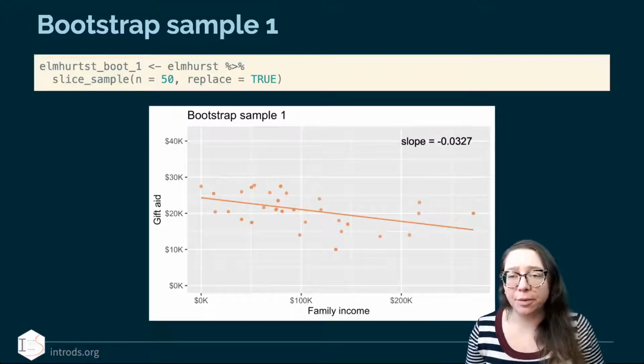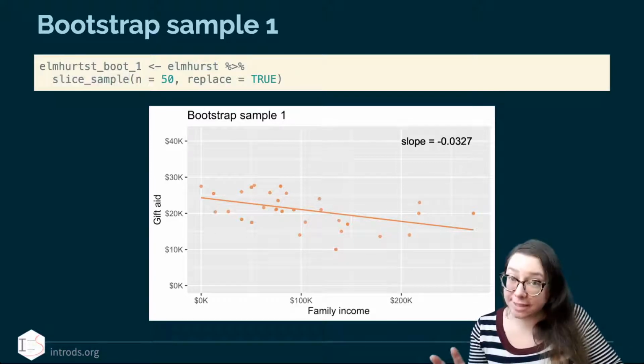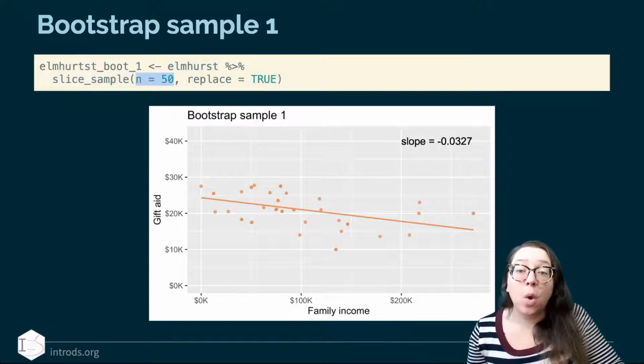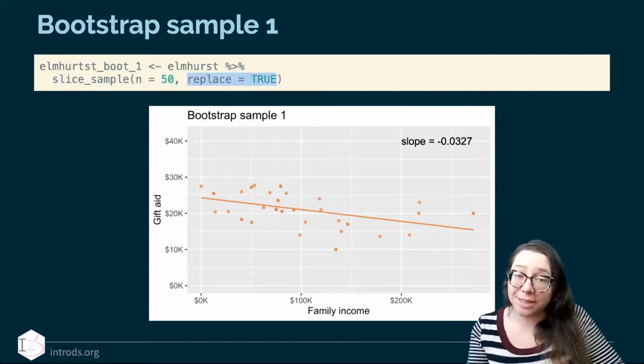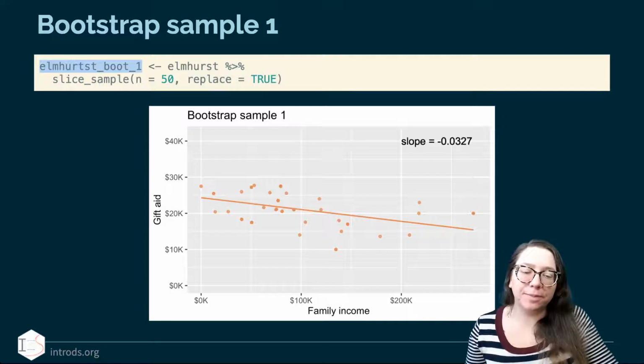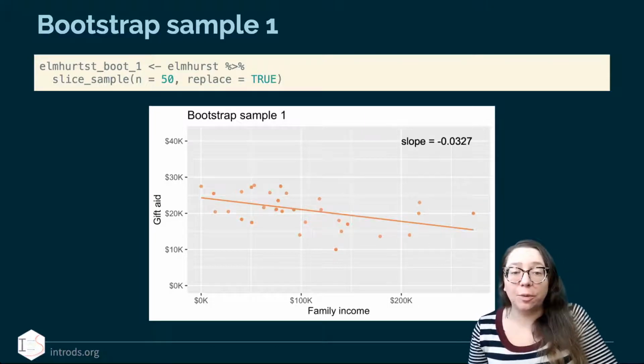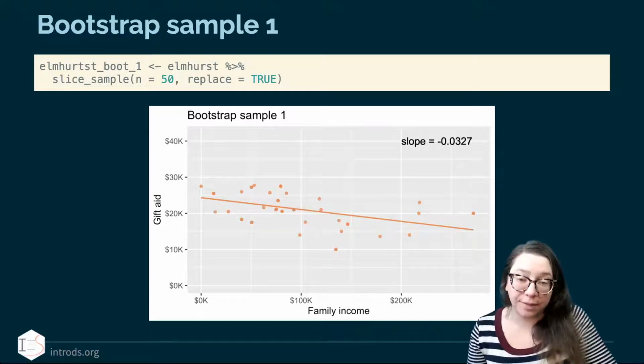Here is sample number 1. Basically, I'm starting with my data frame, which was called elmhurst, and then I'm taking a random sample of size 50, the same size as the original sample, with replacement. So I allow myself to capture certain values multiple times or certain values never from the original sample, and I save it. That's my bootstrap sample. I fit a model to it. This is what it looks like, and we can see that the slope is a little bit different. Now I get a slope of negative 0.0327.